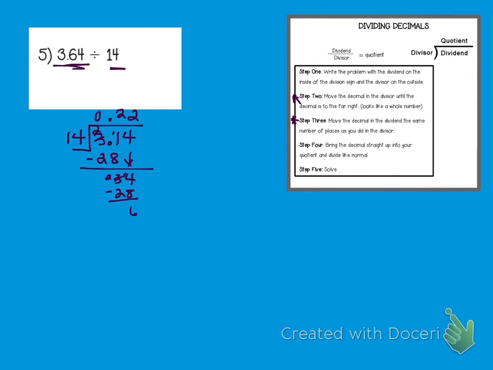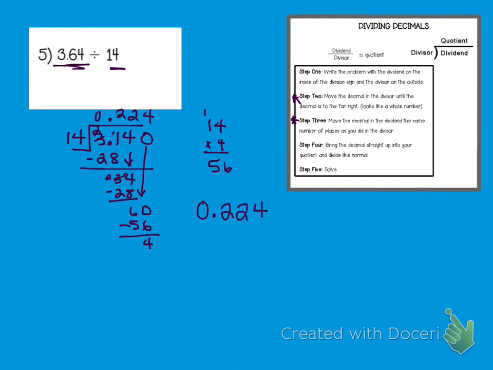We are going to round to our hundredths place. So let's go one more time. And 14 goes into 60. Let's go to the side. 14 times 4. 4 times 4 is 16. And 4 times 1 is 4 plus 1 is 5. So it goes in 4 times. Minus 56 is 4.